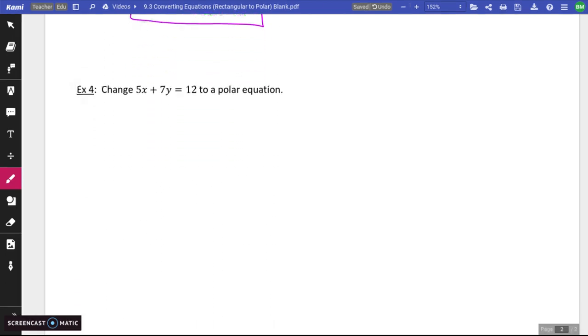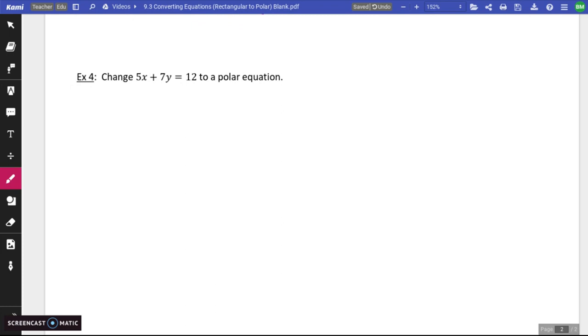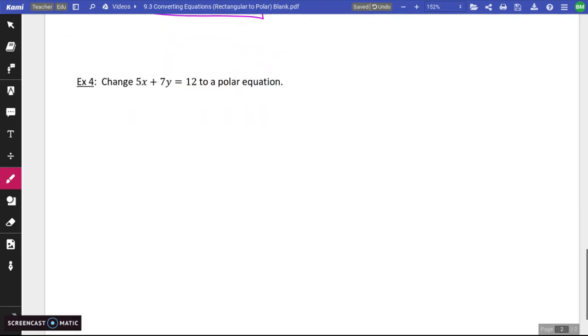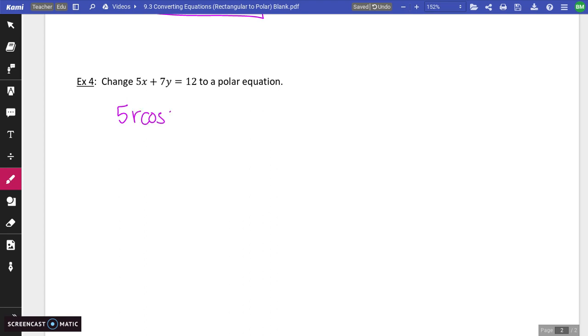And our last one is a little bit more complicated. So we are starting with a linear equation. Rectangular equations for us will always be circles or lines. The previous example was a circle equation, x squared plus y squared. This is a linear equation. So I'm just going to replace x and y with what I know it's equal to. So 5 times r cosine theta for x plus 7 times r sine theta for y equals 12.